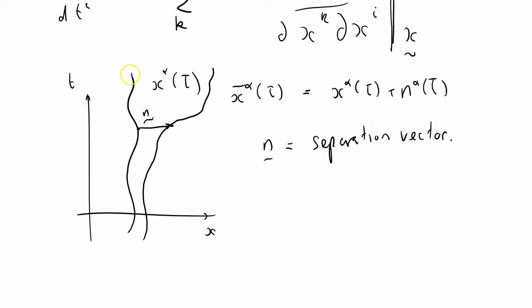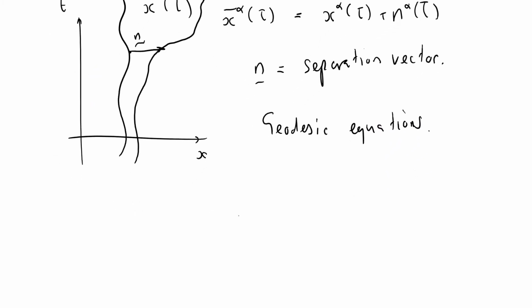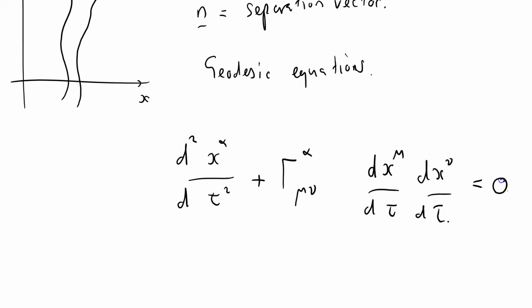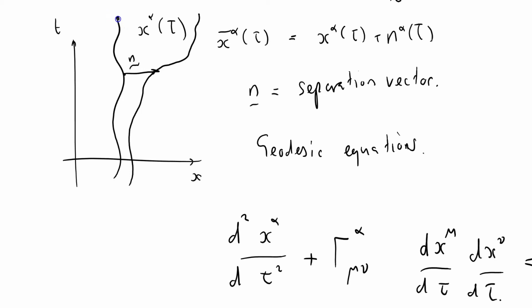Okay, well these are the world lines of my particles, and now I need to write down the geodesic equations for those world lines. Let's just write them out. We've got d2 x alpha by d tau squared plus Christoffel symbol alpha mu nu, and I'm going to leave a strategic gap here, dx mu by d tau, dx nu by d tau, summed over mu and nu, and that equals 0. That's the geodesic equation for this particle here.